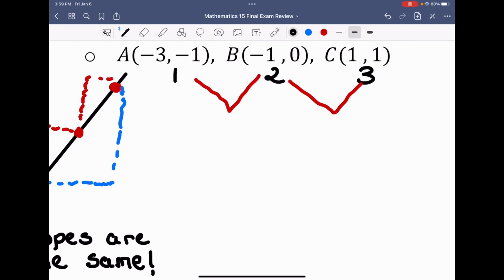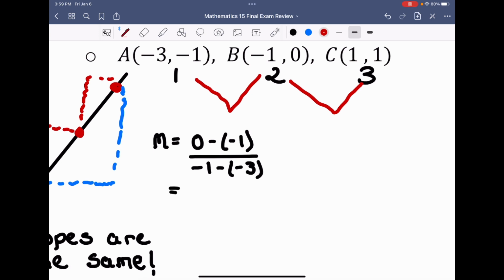Okay, so in the first slope calculation, we have m is equal to y2, which is 0, minus y1, which is negative 1, over x2, which is negative 1, minus x1, which is negative 3. This simplifies to positive 1 over negative 1 plus 3, which is 2. So we get a slope of 1 over 2.